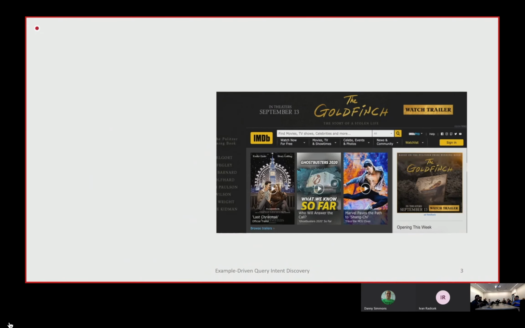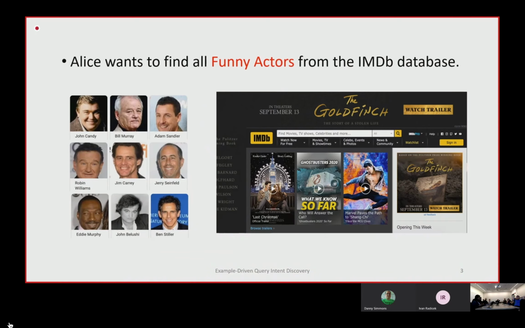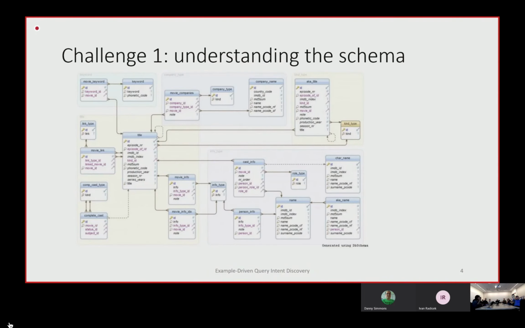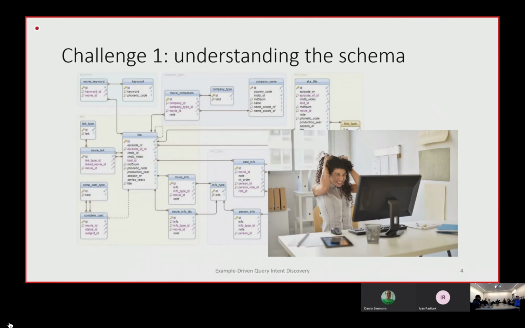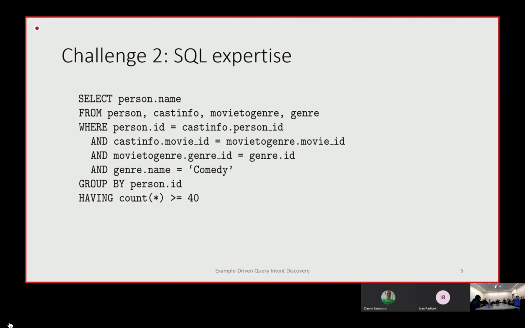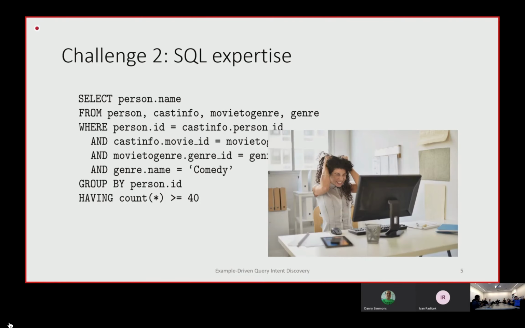Let's take, for example, the IMDb database. It's about movies, actors, and their relationships, like who was cast in which movie. Suppose we have a naive user, Alice, who wants to find all funny actors from this IMDb database. Let's see the steps Alice will have to go through. First, Alice has to understand the complex schema of the IMDb database, which is very hard for her. Second, Alice has to learn SQL and express her intent in a SQL query like this. Again, this is very challenging for Alice, who has no programming background.